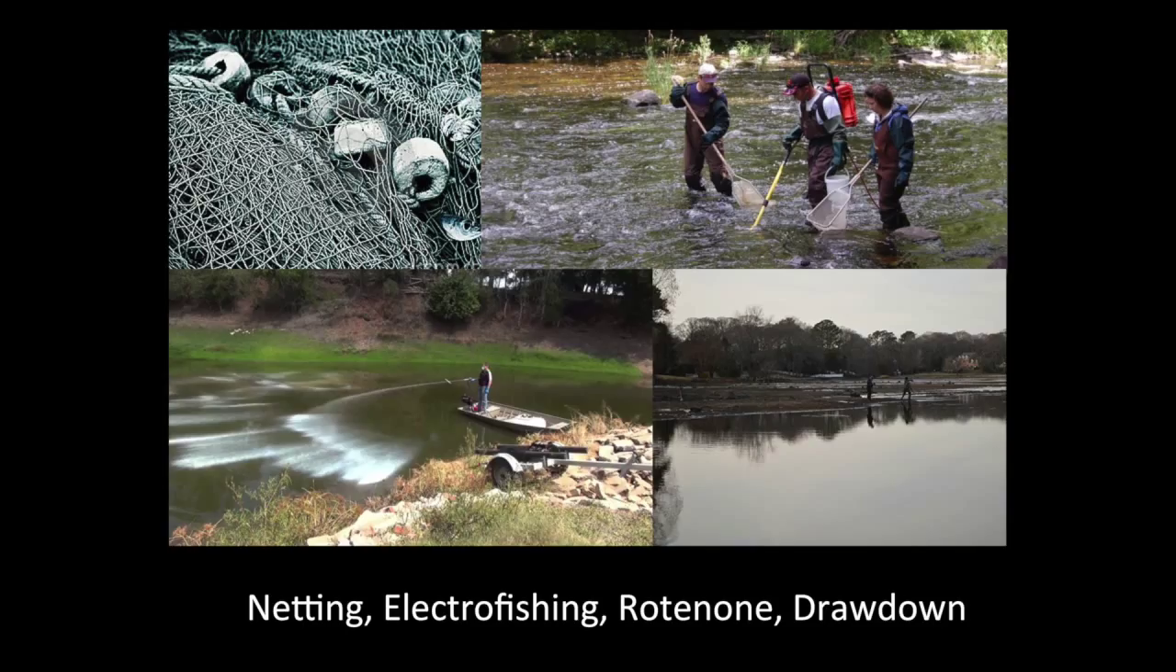So our options for these guys is difficult, as they're spreading so quickly. So we could net them, electrofish them, rotenone them, which is a chemical that kills all fish, or draw down the water. So if we draw down the water, we could just concentrate them into an area and get better success at removing them.